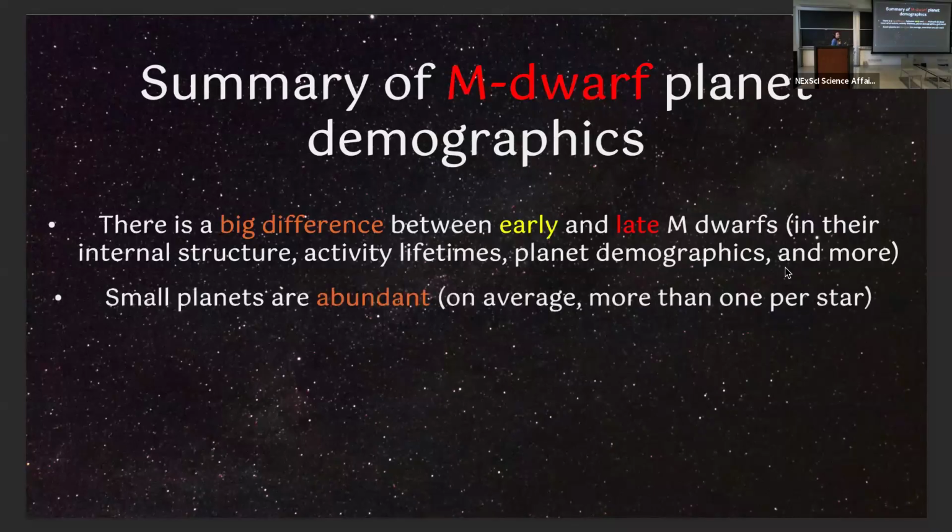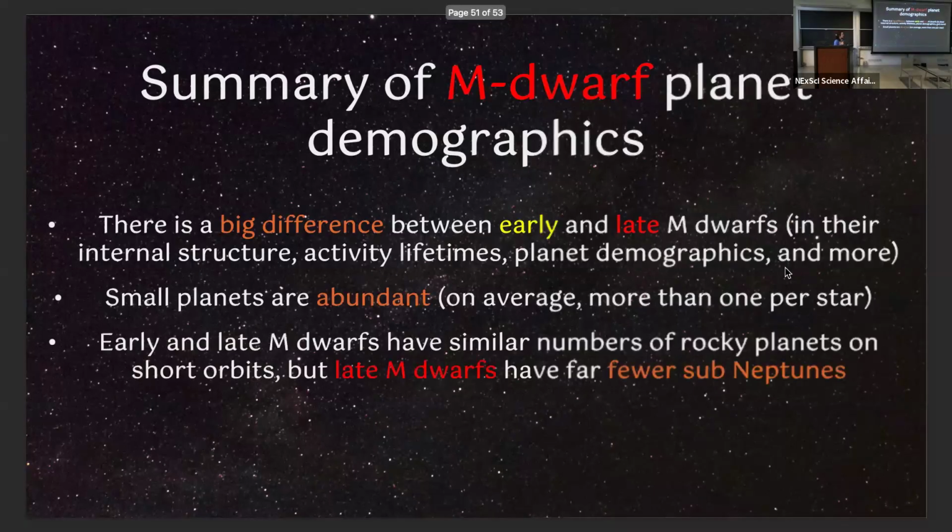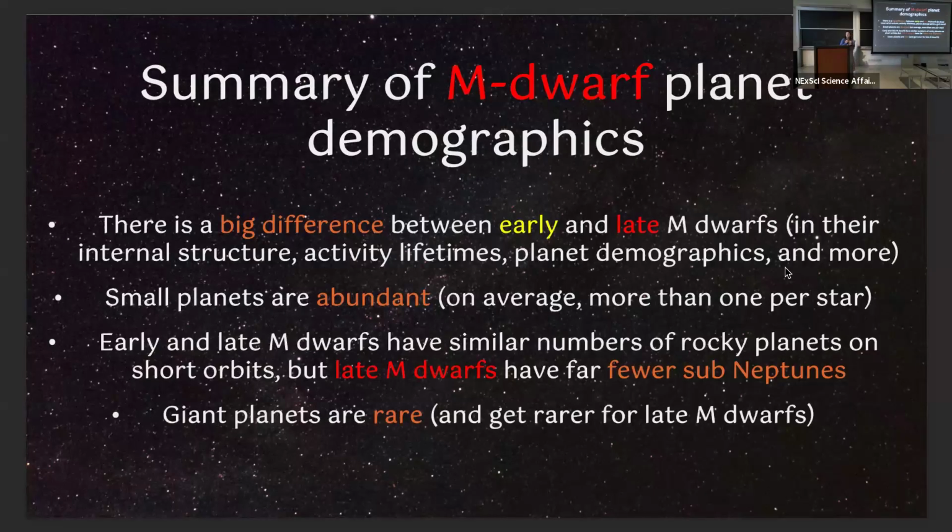Small planets are abundant for all types of M-dwarfs. On average, there's more than 1 per star. But when we think about the difference between early and late M-dwarfs, there's perhaps a big difference in those populations, where they have similar numbers of rocky planets on short orbits, but late M-dwarfs have far fewer sub-Neptunes. Giant planets are really rare across the board, getting rarer as you go to smaller host masses.